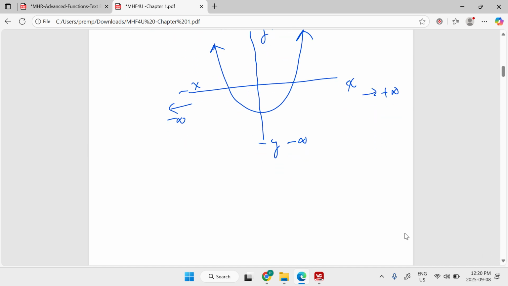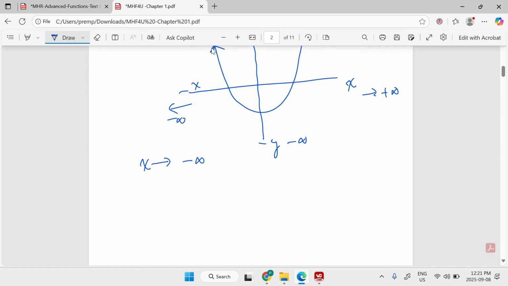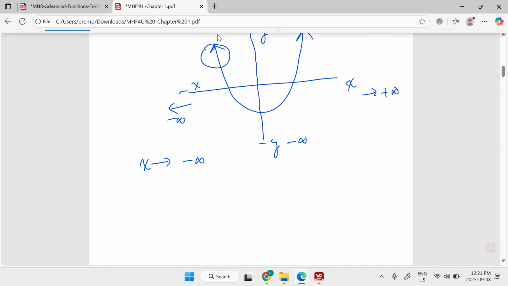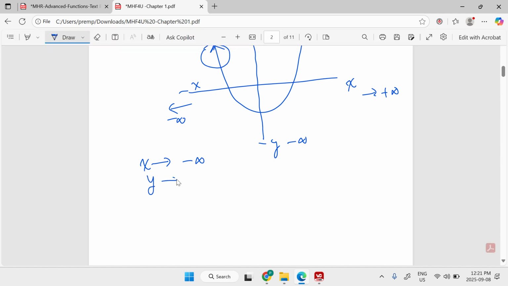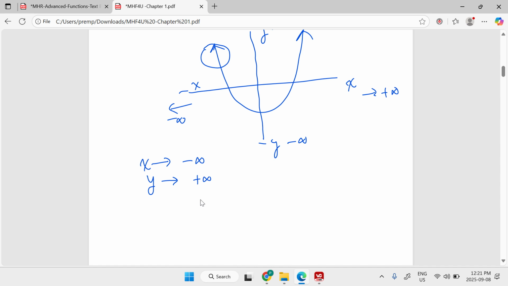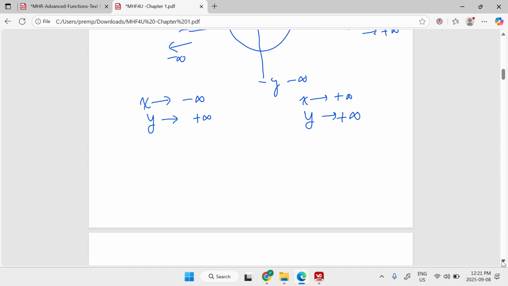So end behavior means what? So we'll say that when x is going towards negative infinity, meaning it's heading toward this side, what is happening to y? So you can see from here y is going to positive infinity, so you're going to say y is going to positive infinity. And similarly when we say x is going to positive infinity, then y is going to positive infinity. So that's the end behavior of this graph.